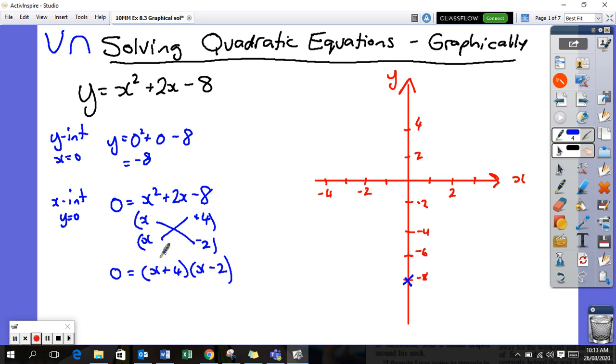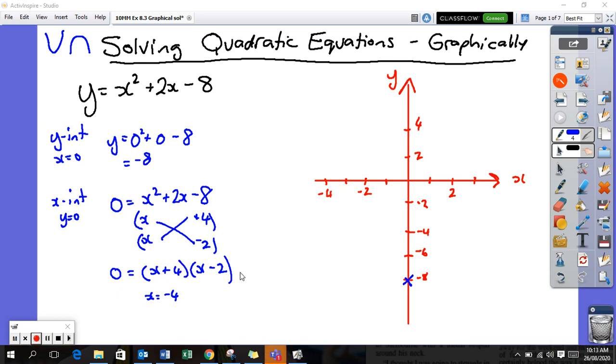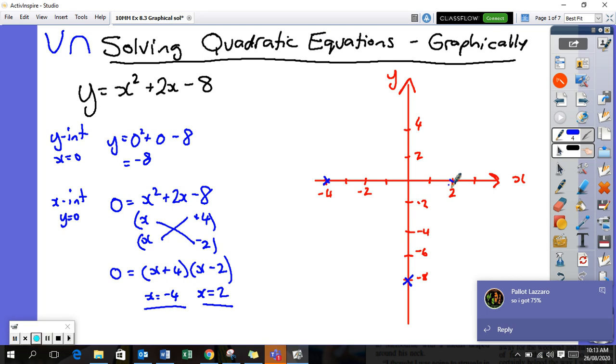So that means this has to be either 0, so x equals negative 4. Negative 4 plus 4 is 0. Or this has to be 0. So for this to be 0, x has to equal 2. 2 minus 2 is 0. So there are two x-intercepts. So x-intercepts at minus 4 and at 2.